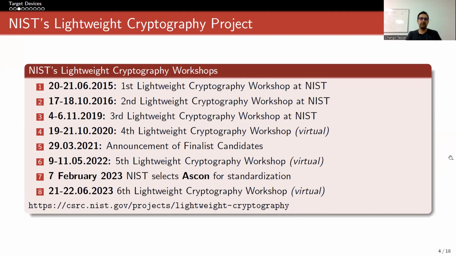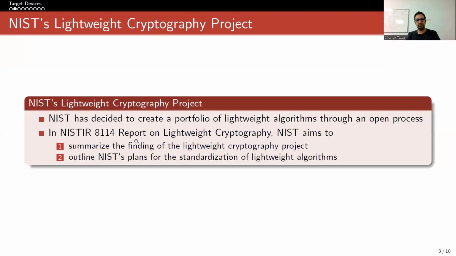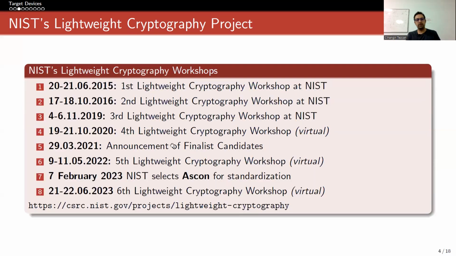So here is the timetable for the workshops. In the past, there were a lot of workshops. In 2019, I think the competition started with this NIST internal report. The finalists were announced in 2021. So there were 10 finalists. But recently, just like 7 months ago, I guess, NIST selected ASCON for standardization.